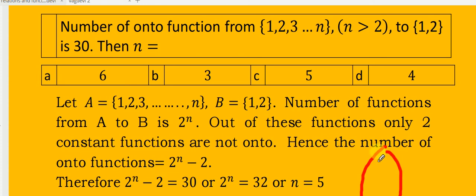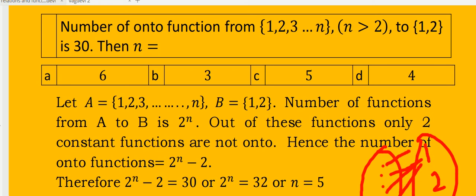So you can look at this. I have elements 1, 2 here. If all elements are mapped to 1, that is one function which is a constant function and is not onto. Similarly, if all the elements are mapped to 2, then 1 will not have a pre-image. So that is another function which is not onto. So we have the formula for onto functions given by 2 to the power of n minus 2, where 2 is nothing but the constant functions here.